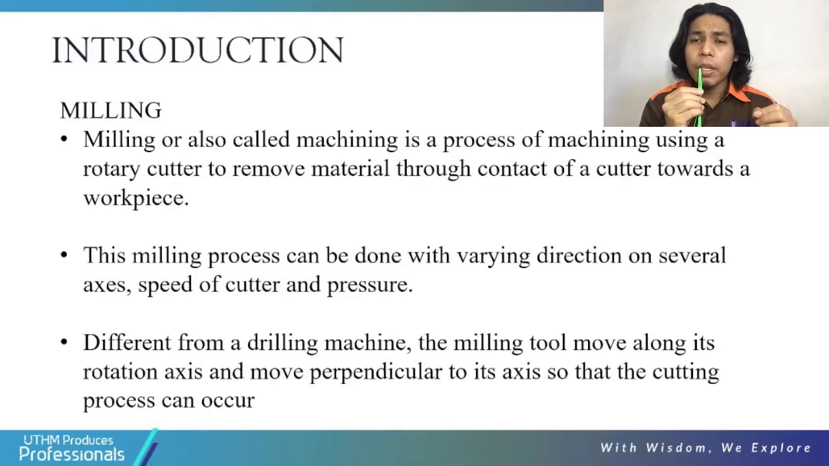I'm going to explain about the introduction, which is milling. What is milling? Milling, or also known as machining, is a process of machining using a rotary cutter to remove material through contact of cutter towards workpiece. The milling process can be done with varying direction on several axes, speed of cutter and pressure. Different from a drilling machine, the milling tool moves along its rotation axis and moves perpendicular to its axis so that the cutting process can occur.